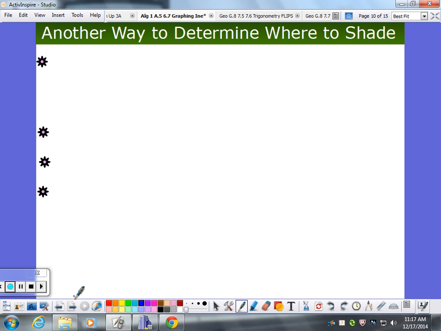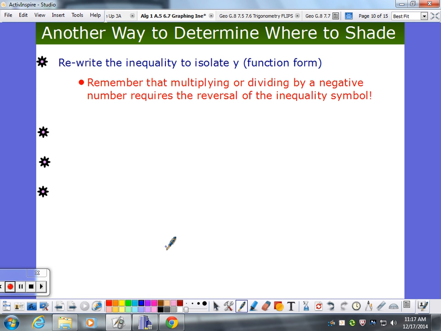That means we're ready for this. There's another way to determine how to shade. Keep this, plug in a point, though. There's nothing wrong with it. Okay, you're going to isolate y. You always want them to be in y form.